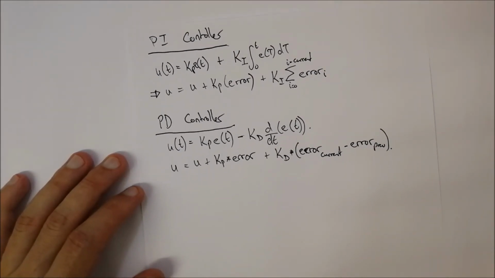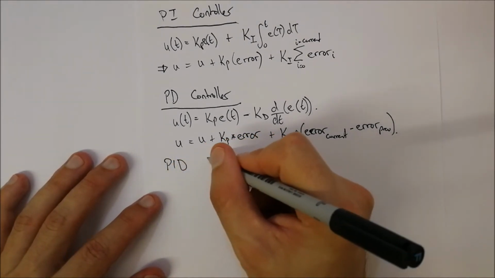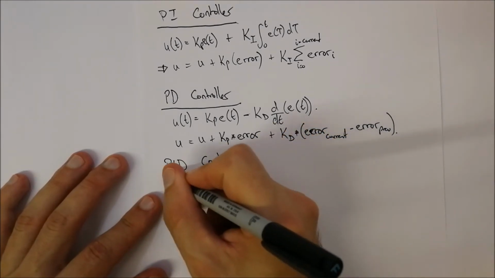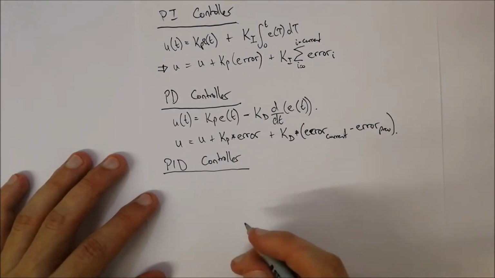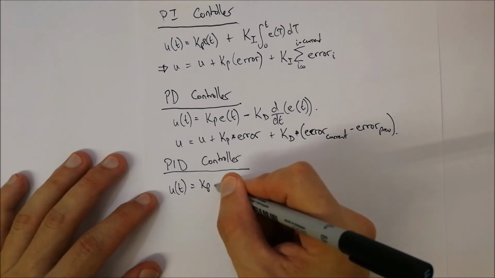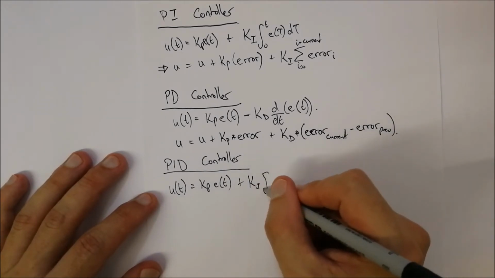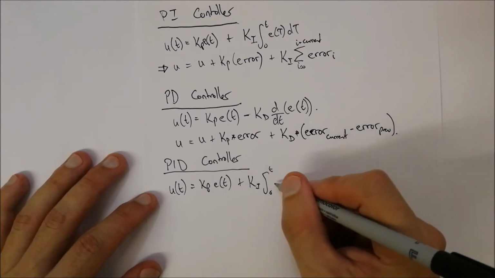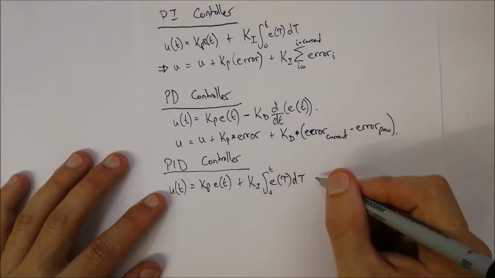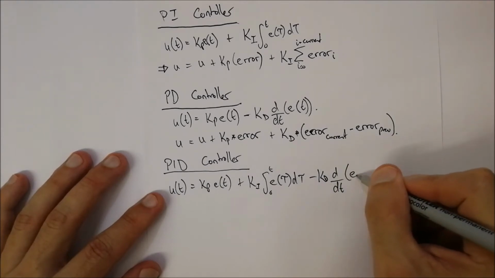And then finally you would come across what's known as the PID controller. So that's looking at all three controllers: proportional, integral and derivative. Your PID controller has the expression u of t is equal to Kp e of t plus Ki integral from 0 to t of the error e of tau d tau minus Kd d/dt of e of t.